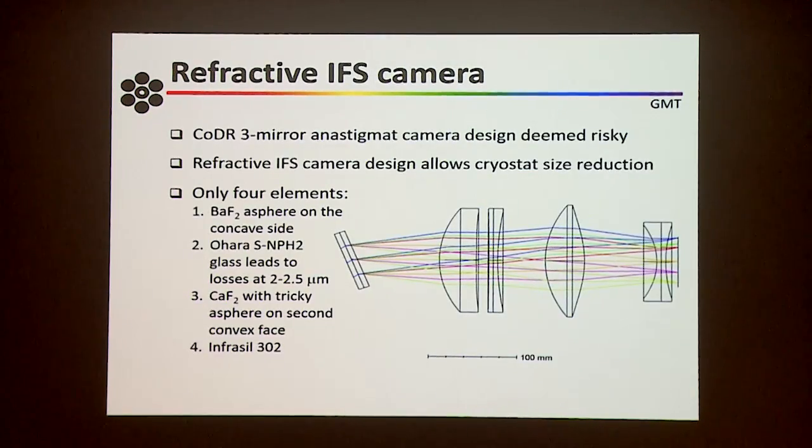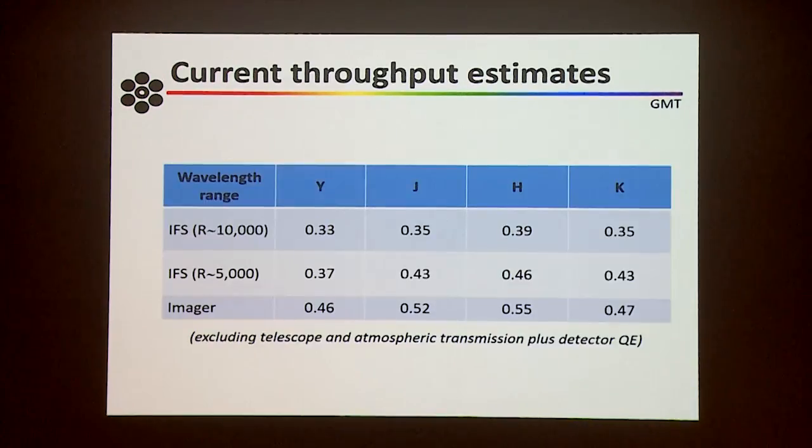One thing that is worth talking about is the refractive camera for the integral field spectrograph. Originally, we had a 3-mirror anastigmat camera design, but that was considered too risky, so we've gone to a refractive camera design, which has also allowed this cryostat size reduction. There are only 4 elements, but they mostly have some challenges. I won't go into the details there, they'll only interest the optical designers amongst you, but that's the system that we are now going with.